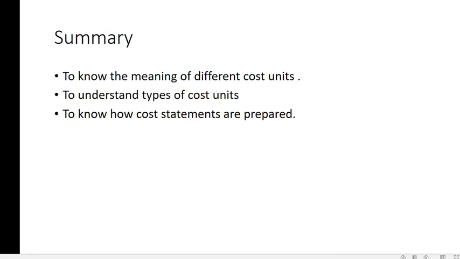Now we come to summary of this session. In this session, we have come to know the meaning of different cost units. We have also been able to understand the types of cost units. And with the format of statement of operating cost sheet, we have come to know how cost statements can be prepared.